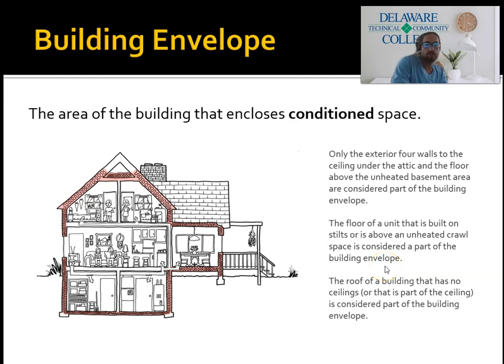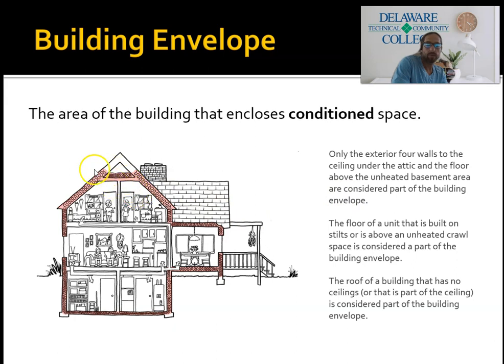So first of all, some terminology you want to jot down: a building envelope. The envelope is the area of the building or the portion of the building that encloses the conditioned space. You want to jot down that term, conditioned space. The conditioned space is just the area of the building that's actively heated and cooled. Something like an unconditioned basement, you're not actively heating and cooling that, or an attic space like up here that you're not actively heating and cooling, that is not part of the conditioned space.